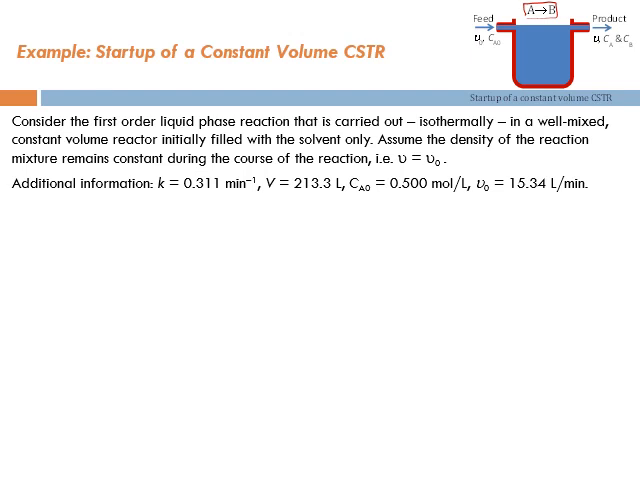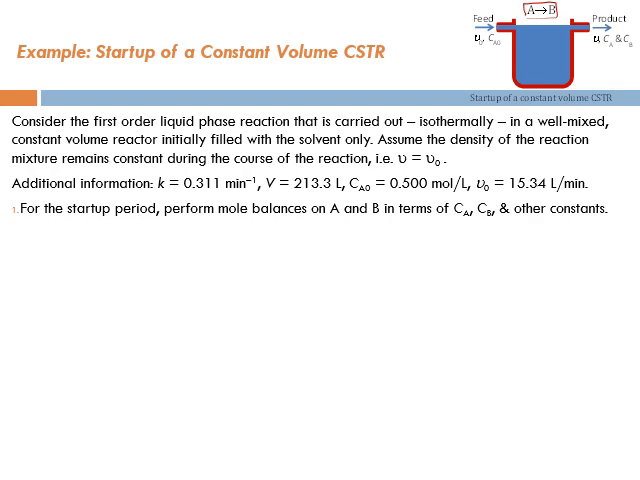Consider the first order liquid phase reaction that is carried out isothermally in a well-mixed constant volume reactor, initially filled with the solvent only. Assume the density of the reaction mixture remains constant during the course of the reaction. Therefore, we end up with epsilon equals epsilon naught. The value of k is given, the volume of the reactor is given, Ca naught is given, and epsilon naught is given as well.